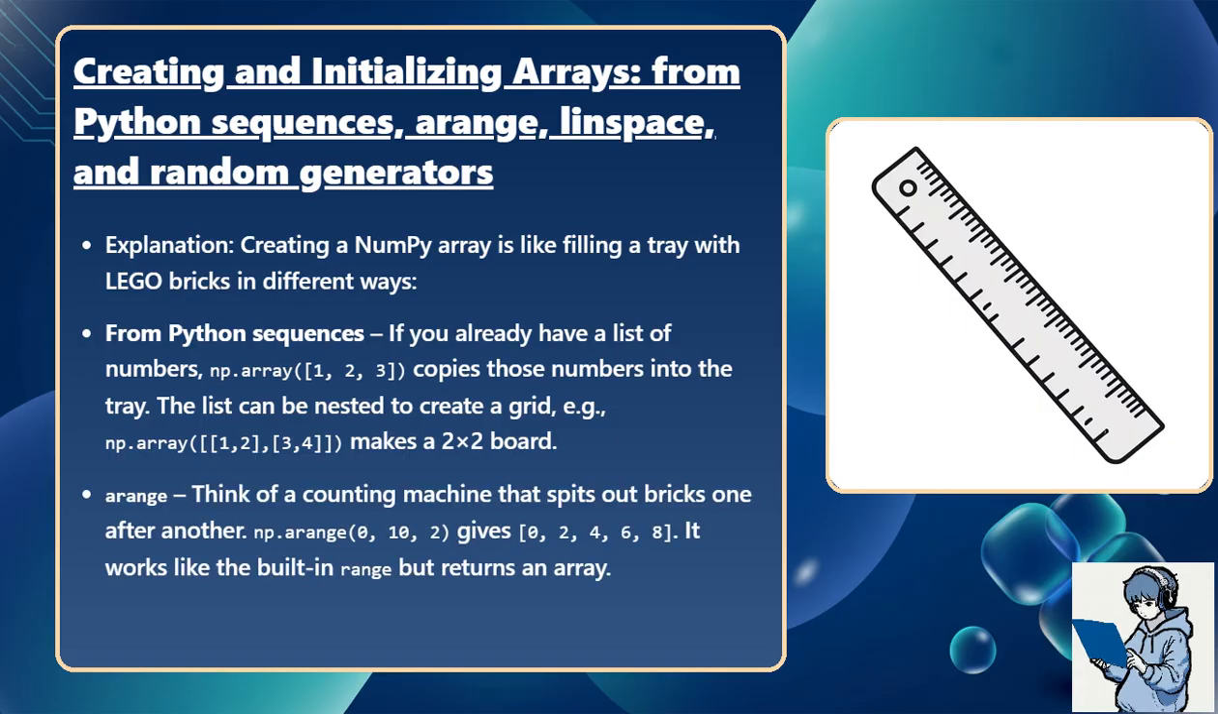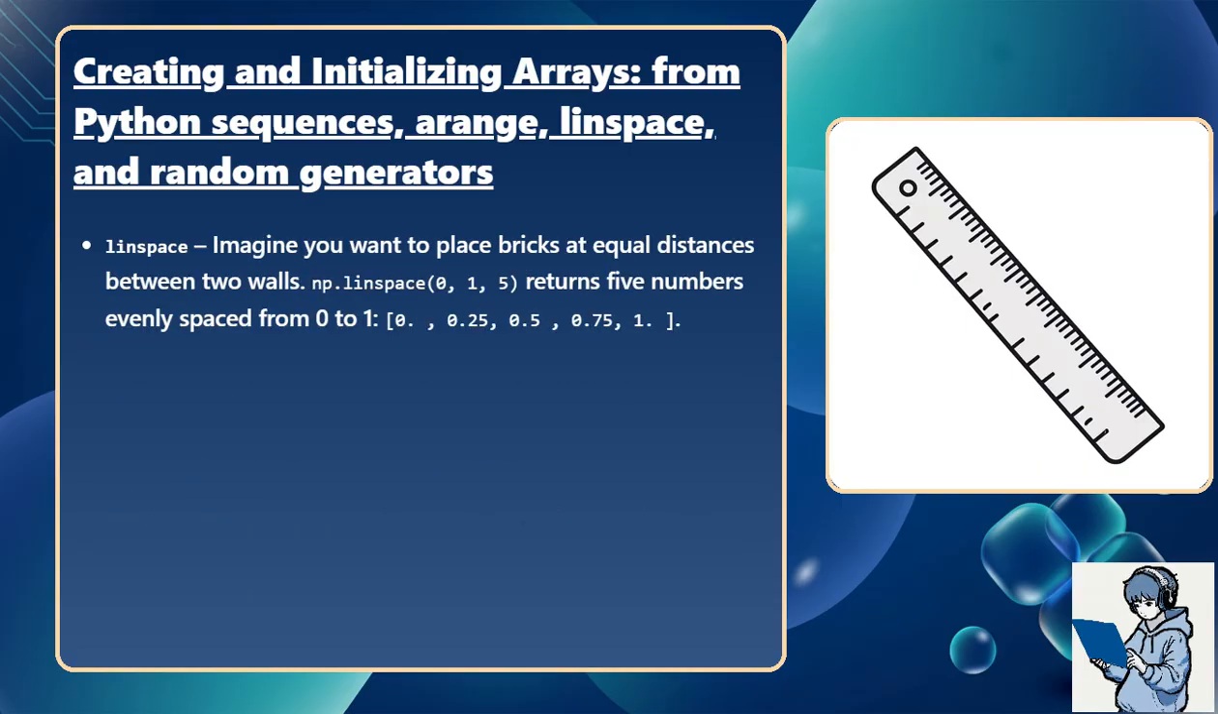Arange: think of a counting machine that spits out bricks one after another. np.arange(0, 10, 2) gives 0, 2, 4, 6, 8. It works like the built-in range but returns an array. Linspace: imagine you want to place bricks at equal distances between two walls. np.linspace(0, 1, 5) returns 5 numbers evenly spaced from 0 to 1: 0.0, 0.25, 0.5, 0.75, 1.0.